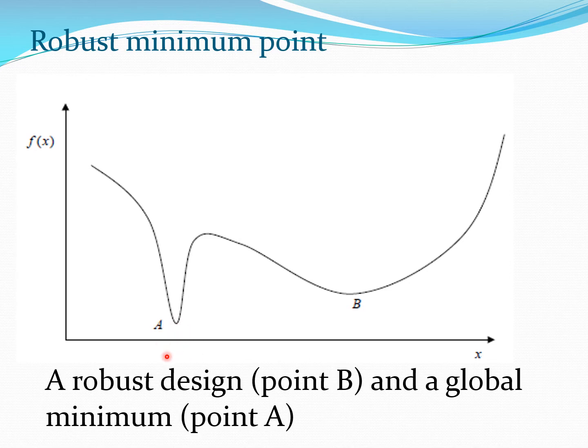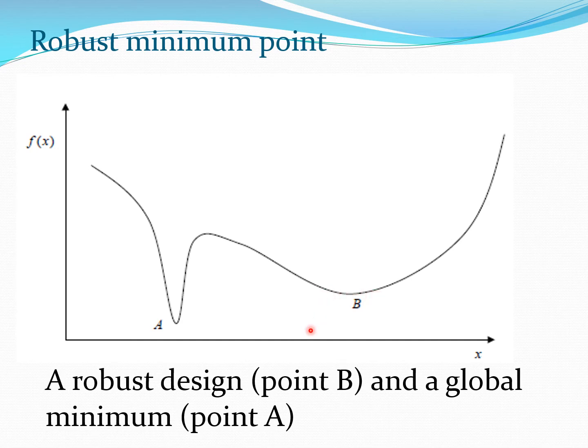And therefore, I can say that A, though being a global minimum, though having a lower value of the function f of x, is actually a less desirable point than this point B. Now this point B is more robust because if I had a slight shift in terms of manufacturing, so uncertainty is present in this variable x, my objective function doesn't degrade too much. And that's an example of a robust design.